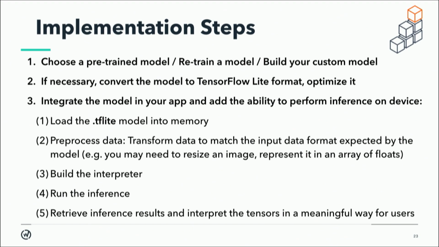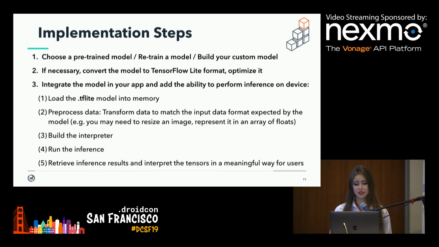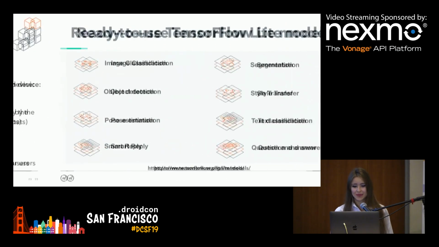Because the machine learning model is not expecting a full image from the camera, so you might need to resize the image, and usually it's going to be an array of floats. And then you'd have to build a class called an interpreter. So basically that's a class that runs the prediction or inference. And then you would retrieve the inference results and interpret them in a meaningful way. So you don't want to just show users an array of floats. They wouldn't probably appreciate it.